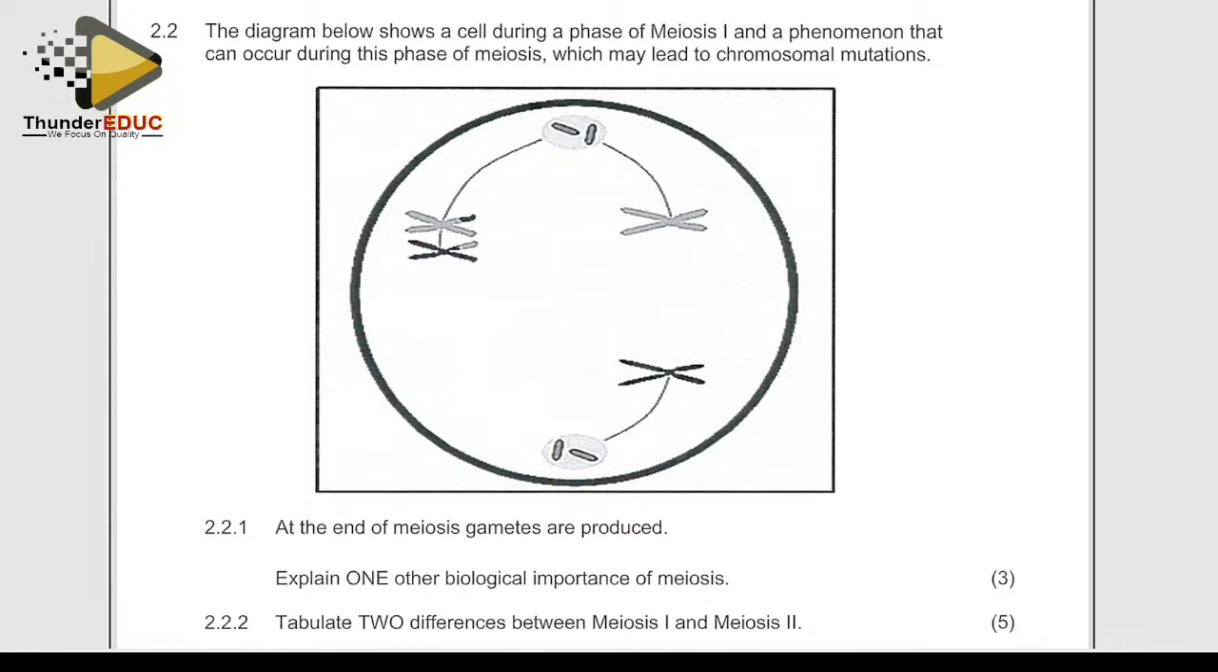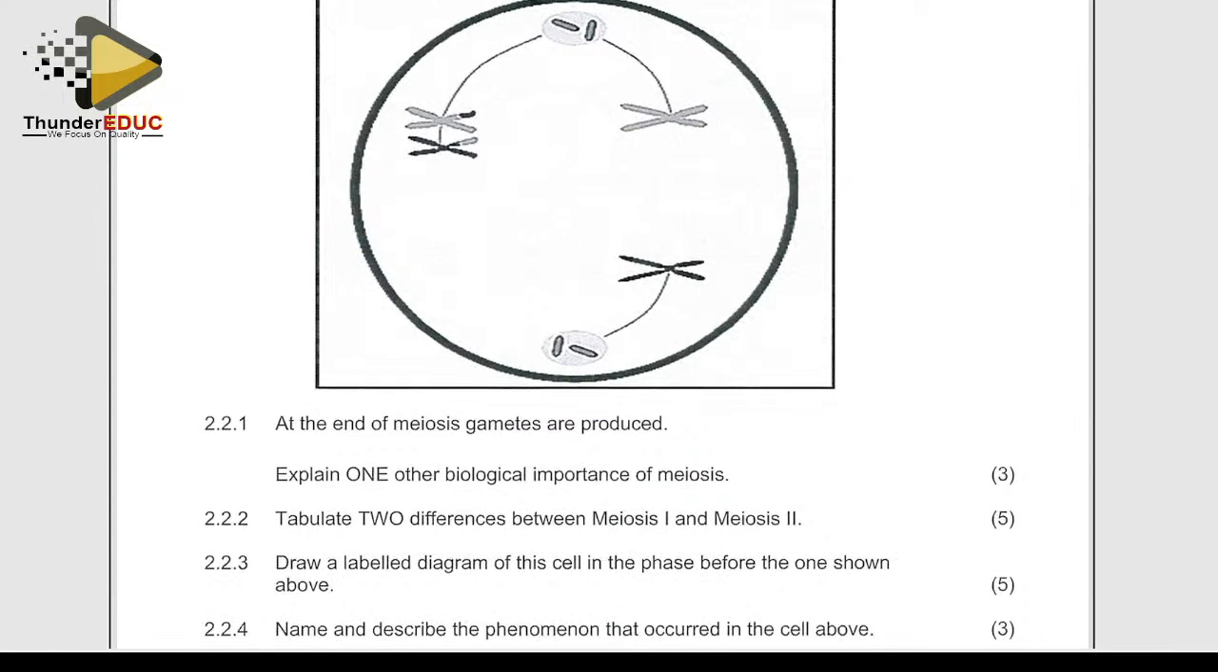2.4. The diagram below shows the cellular phase of meiosis, a phenomenon that can occur during this phase of meiosis, which may lead to chromosomal mutation. At the end of meiosis, gametes are produced. Explain one other biological importance of meiosis.